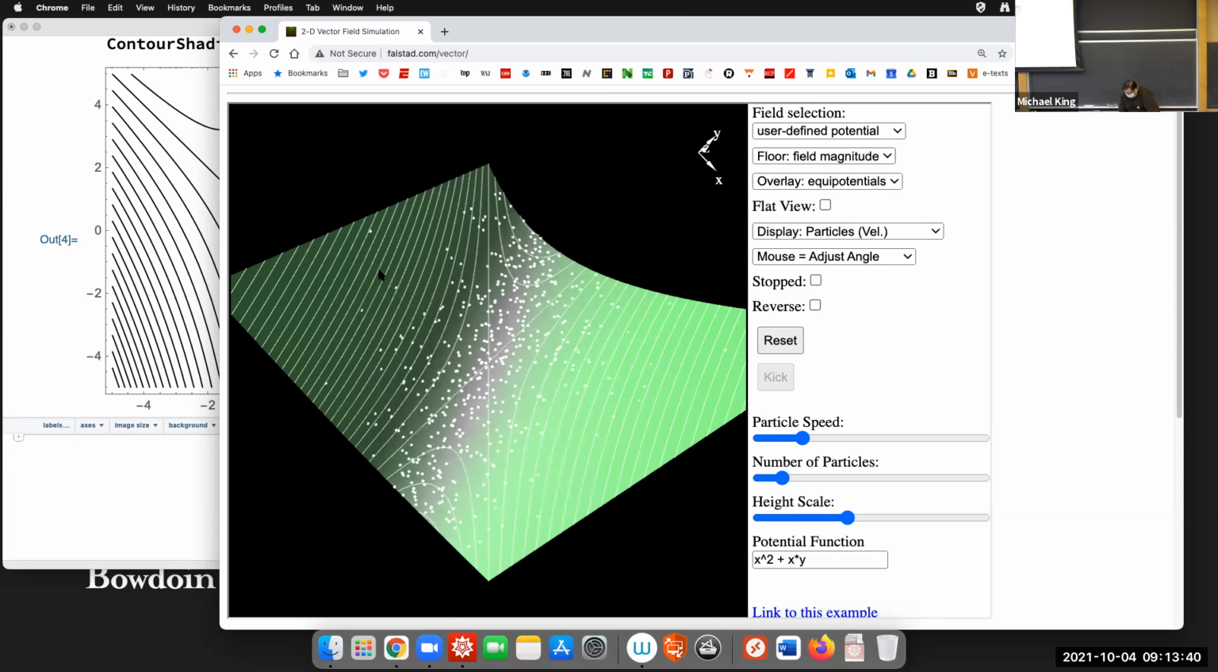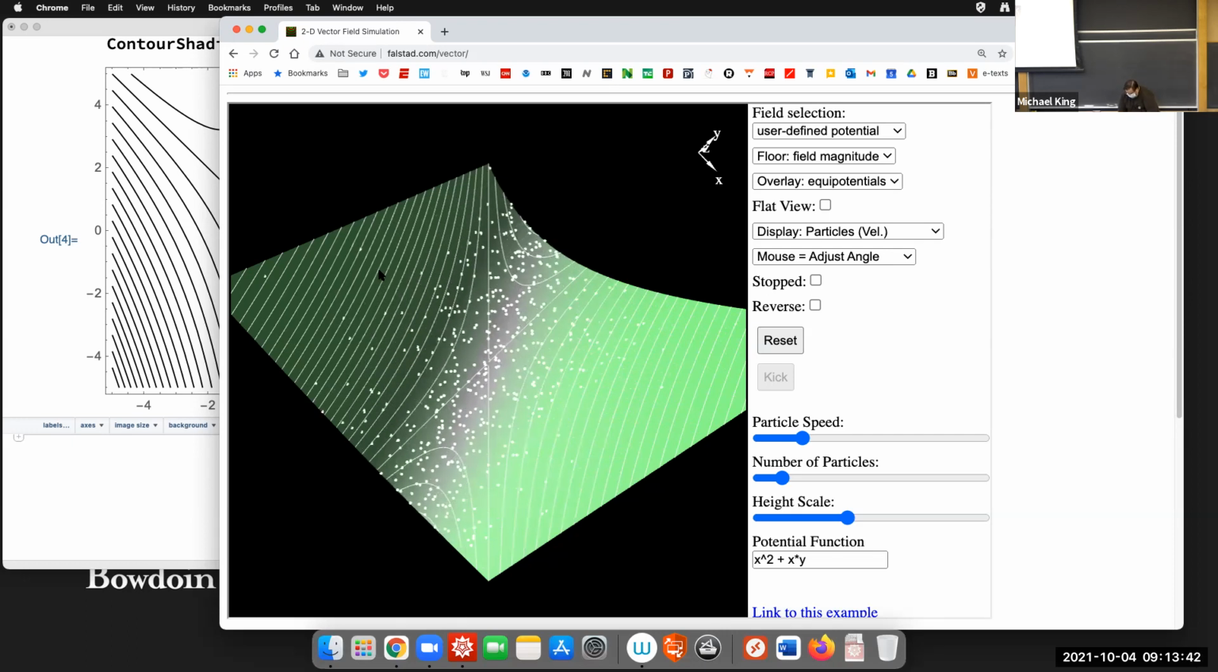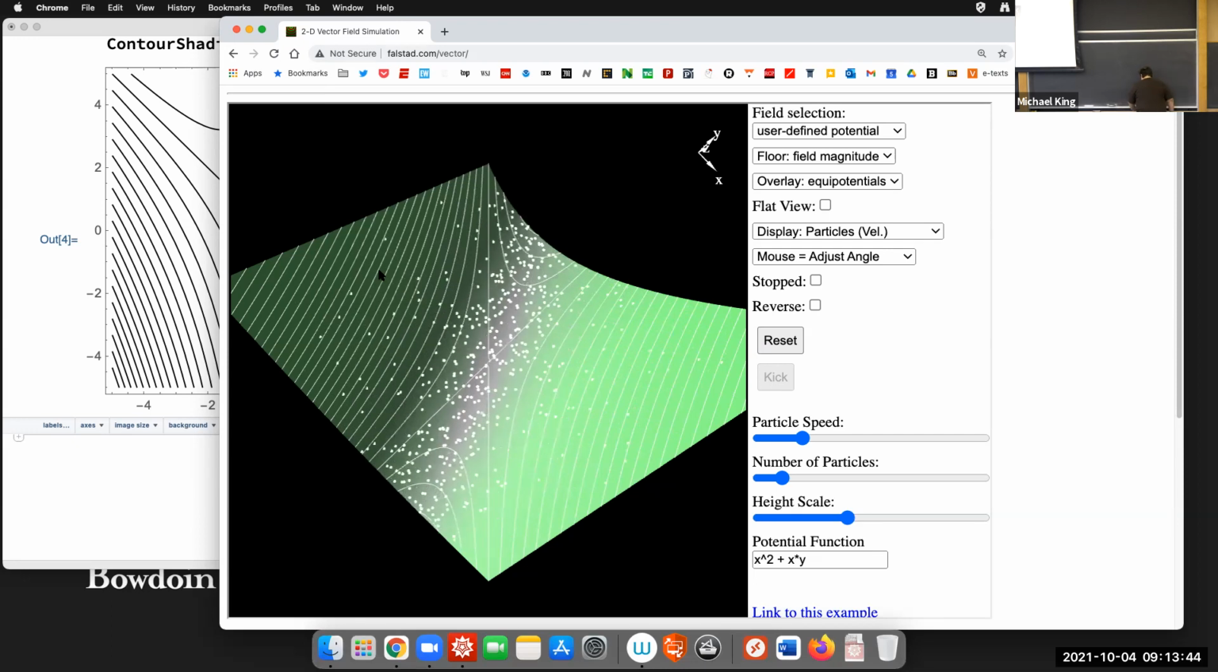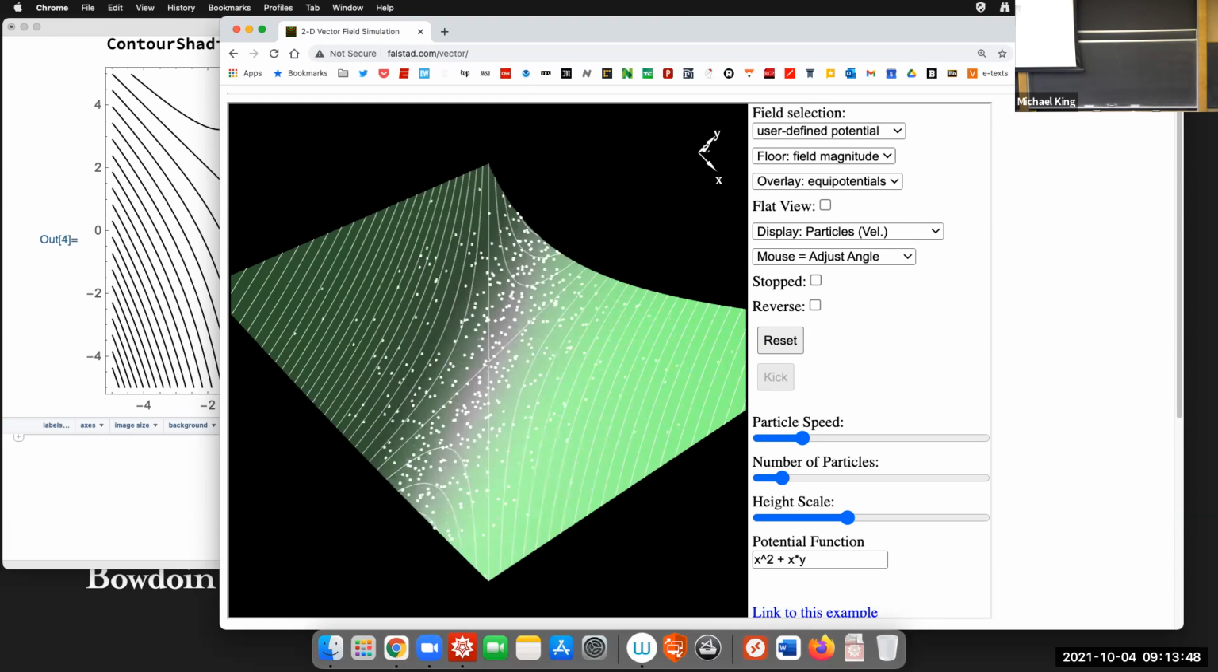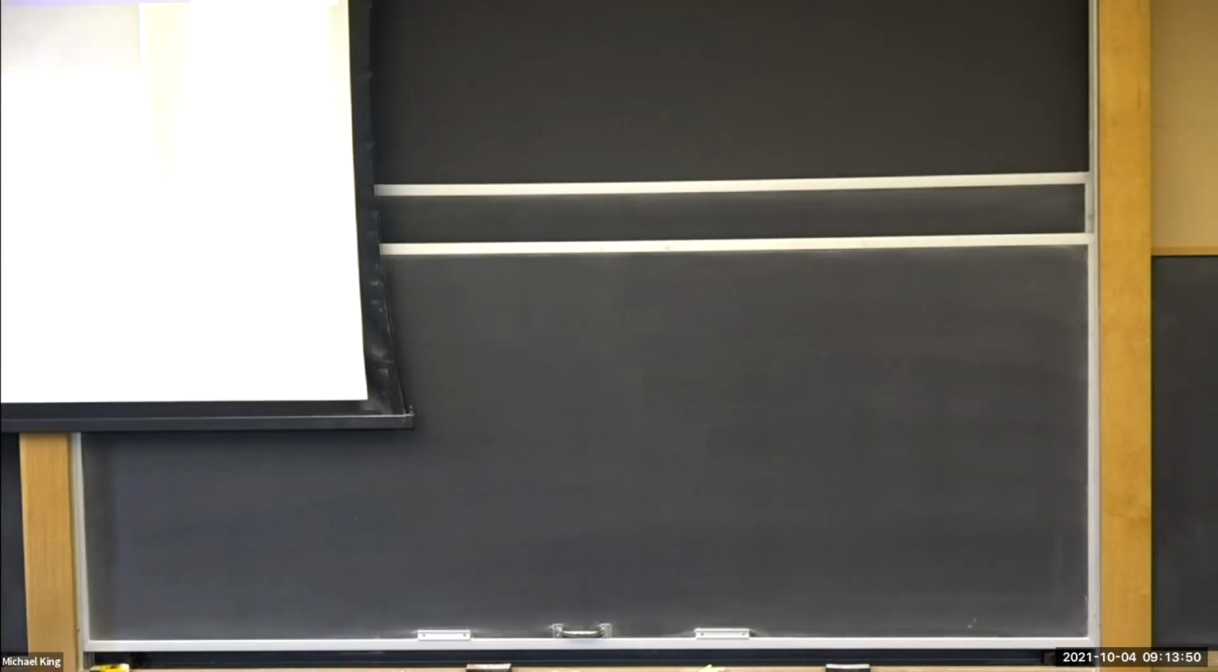But let me remind you what we said about the gradient last time, at least the 2D gradient. I want to get into the 3D gradient today. Stop the share.